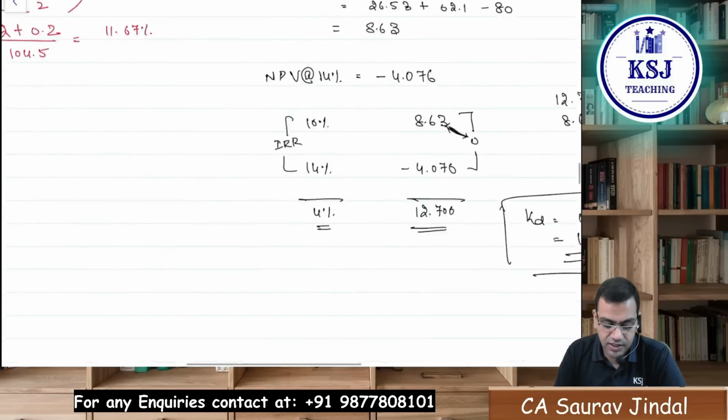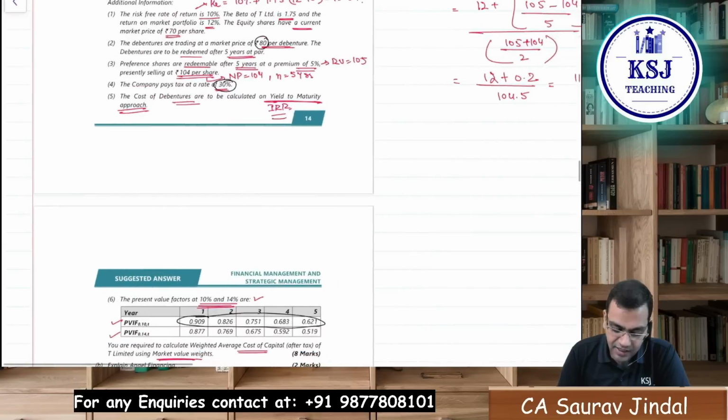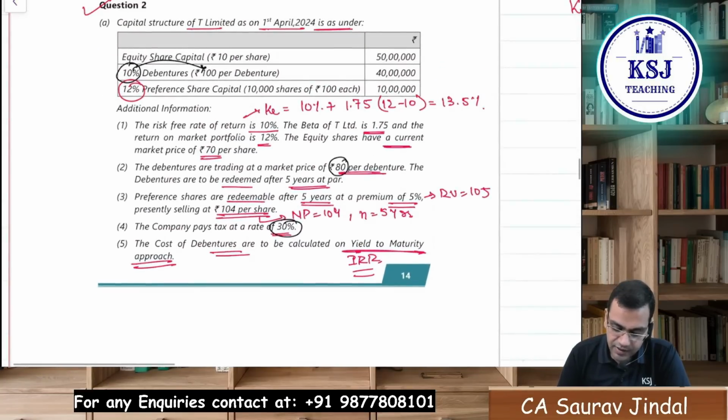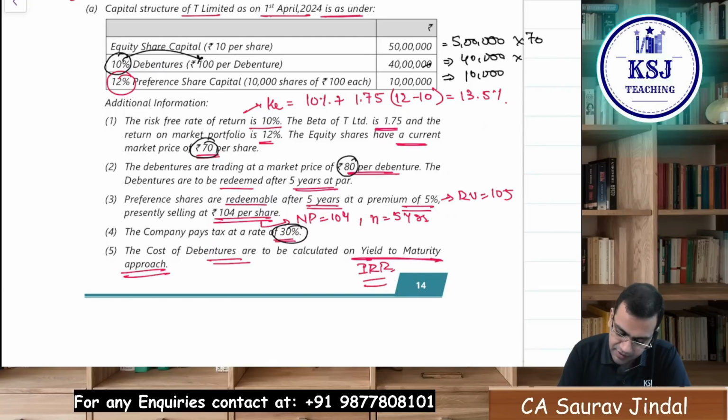Very important. This yield to maturity method, they have been constantly asking now. Now the market values are given to you. Number of shares: take the number of shares here. It will be 5 lakh shares multiplied by the market value of 70. Then you have debentures. How many debentures are there? 40,000 debentures are there. And similarly, 10,000 preference shares are there. So multiply the shares with 70, the debt with 80, and the preference shares with 104. You will get the market values.